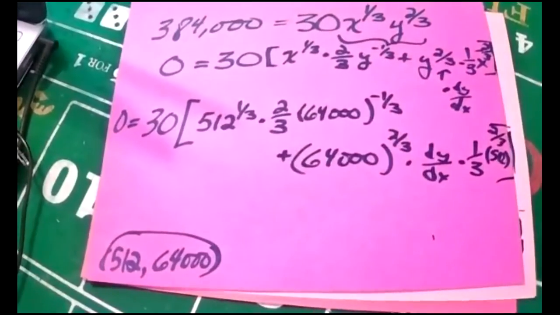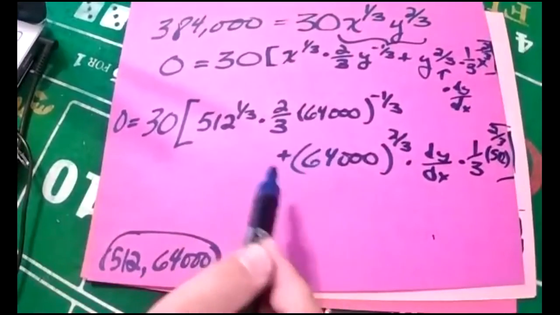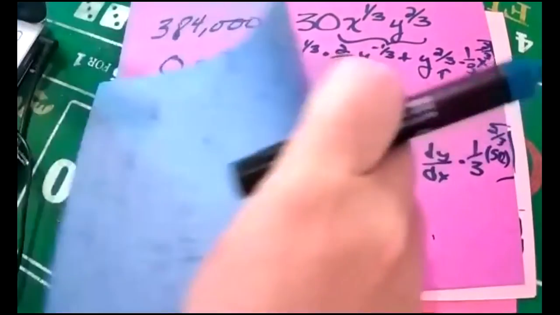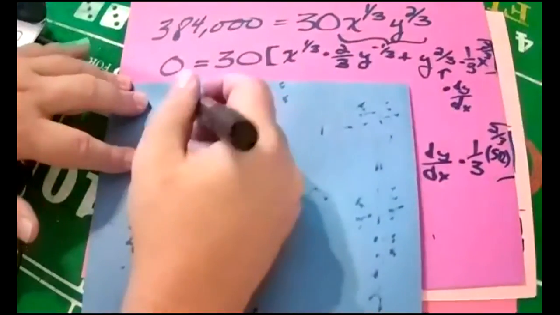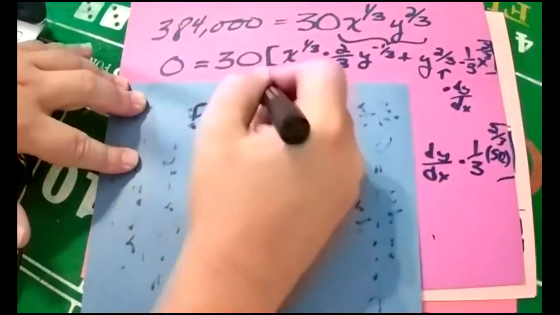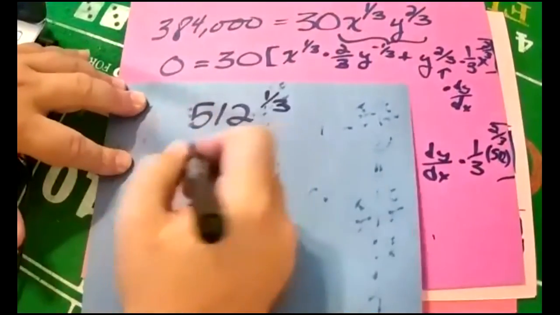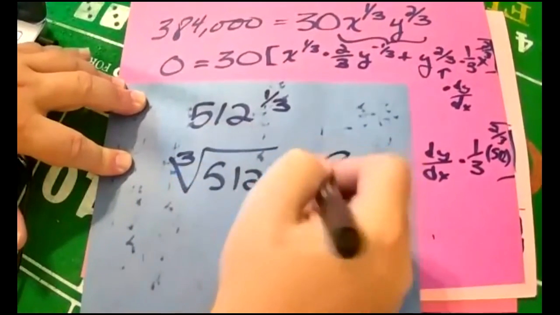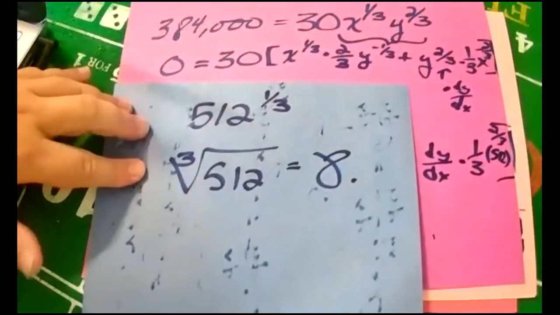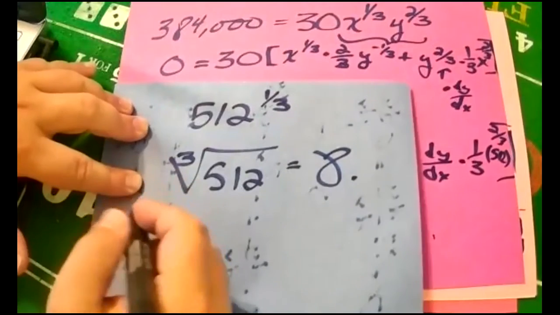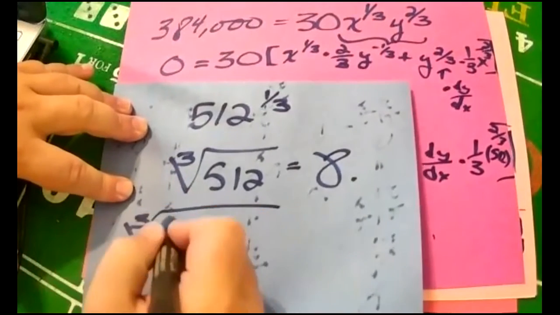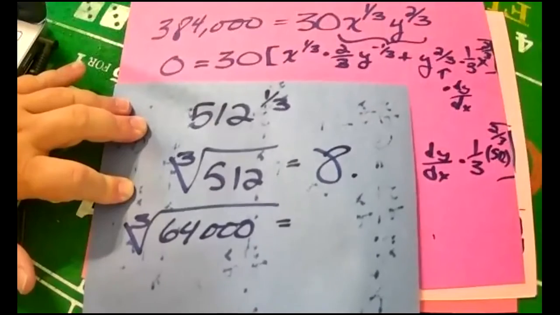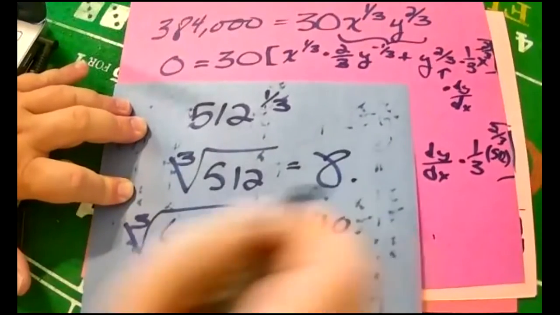Now, the good news is it's easy to find the 1/3 power of these things. Let's talk about a little times table fact, a power fact. It happens to be true that 512 to the 1/3, that's the same as the cube root of 512, which everybody knows what that is, right? It's 8, isn't it? Yeah, it is. Cube root of 512 is 8. Likewise, what is the cube root of 64 grand? The answer is 40.